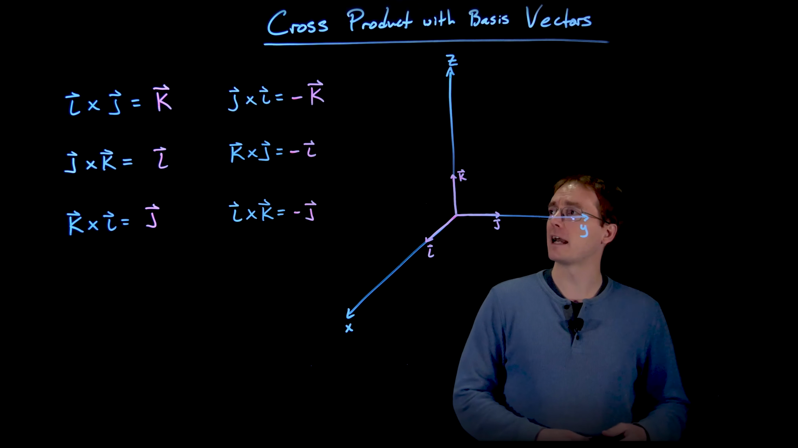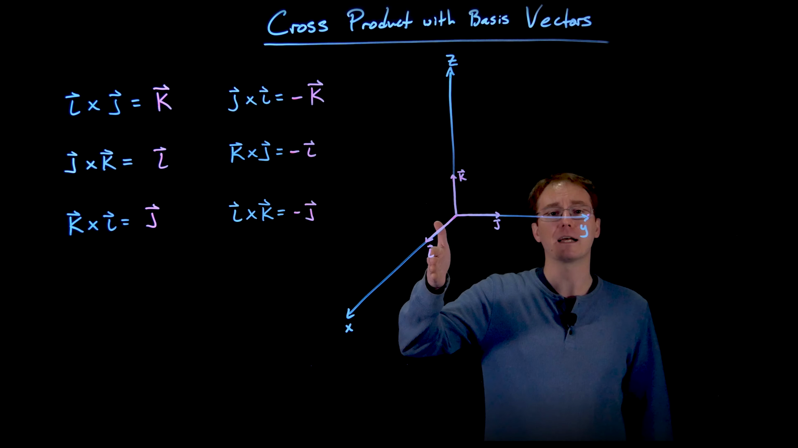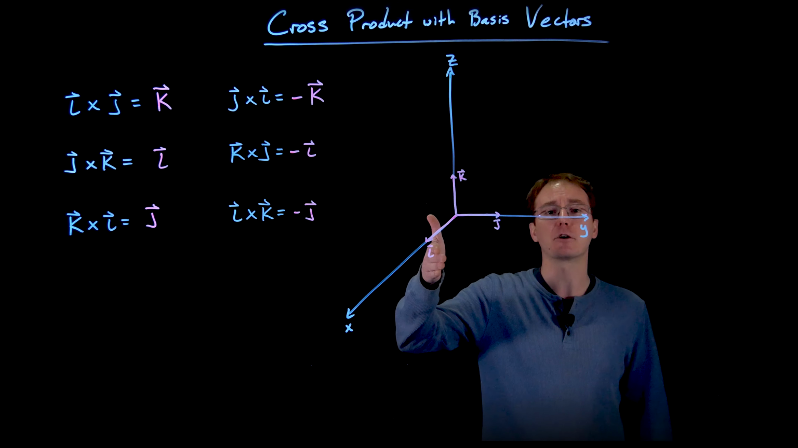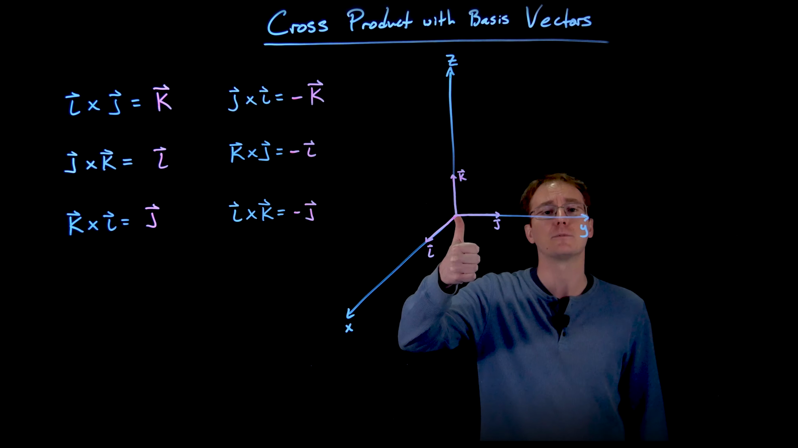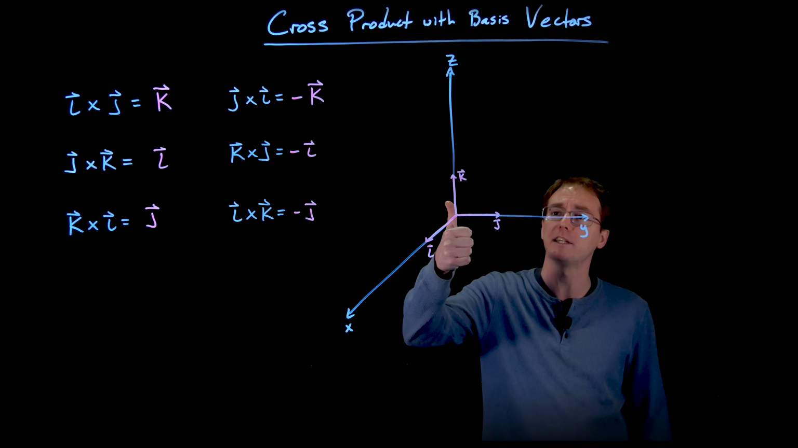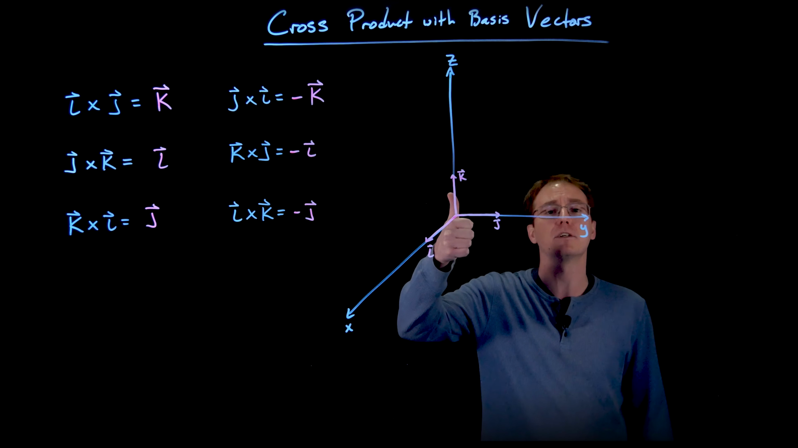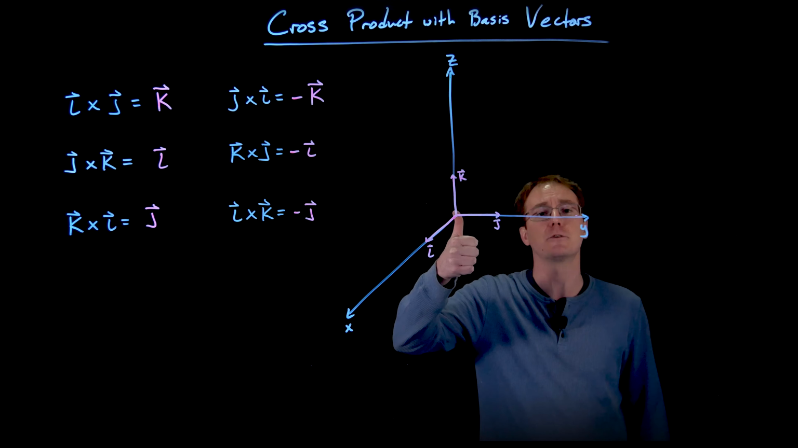And so let's go ahead and look at our first combination over there of I cross J. Well, if we take our fingers and point them in the direction of our unit vector I, and then cross them towards our other vector in our cross product J, the direction our thumb is pointing is going to be the direction of the vector that comes out of our cross product. And as we can see here, that's going to give us the unit vector in the positive Z direction, or our K unit vector.